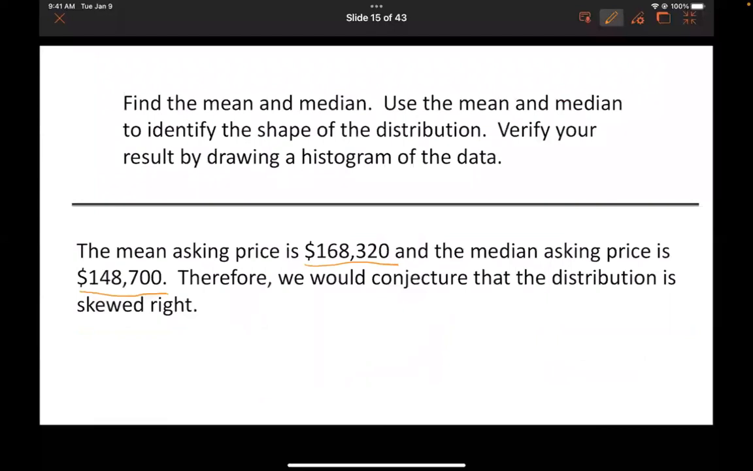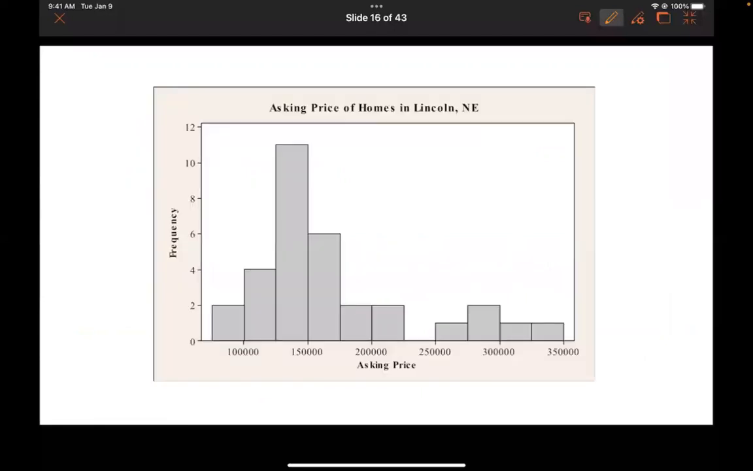I can bet you somebody else was thinking the same thing. So here's what my graph looks like. Take a look. You can see the skew. You can see that it has that right tail.